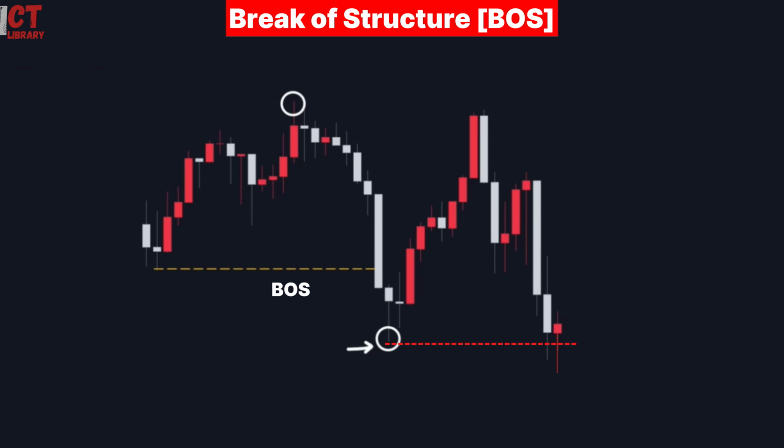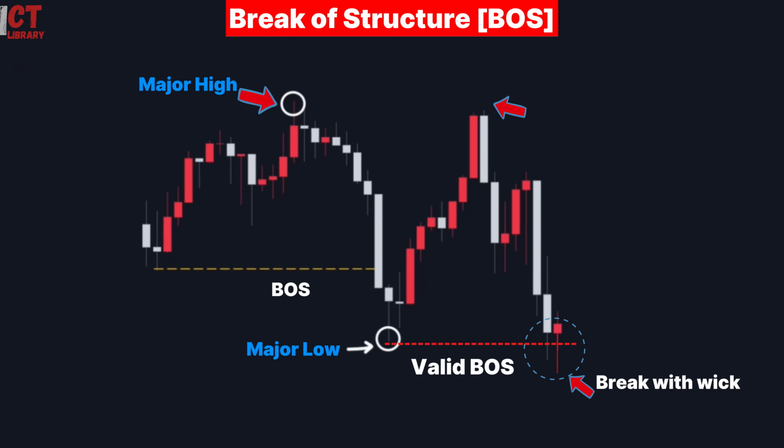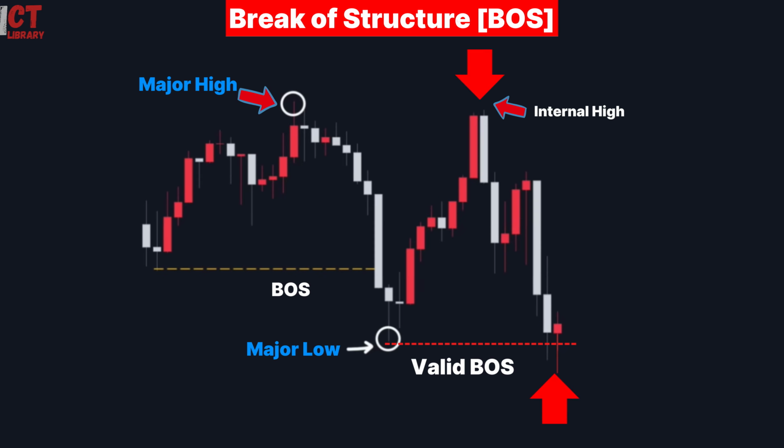A true bearish break requires a candle body close below the low. If the next candle extends further and closes below, the BOS is confirmed. At this point, we update our major high and major low. As long as price remains below the major high, bearish conditions persist. Only a break above that high confirms reversal.